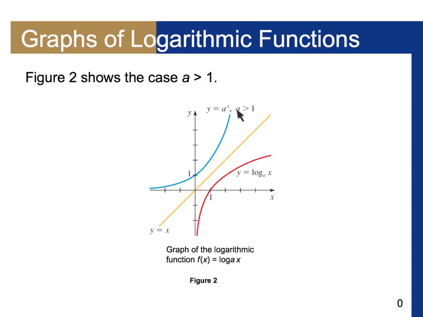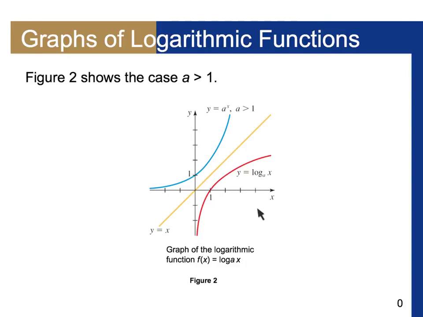So here our blue is the a to the x. Okay, it goes through 0, 1, right? And then here's our line y equals x, the yellow. Okay, and we reflect across that, we're going to get our log function, which is the red here. Now this goes through 1, 0. You see the reflection there, right? Across that line y equals x. Okay. Notice I can't have inputs that are negative or 0.